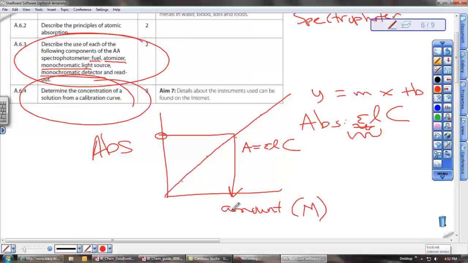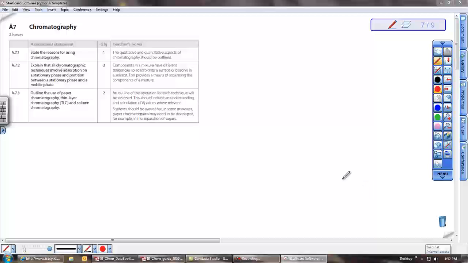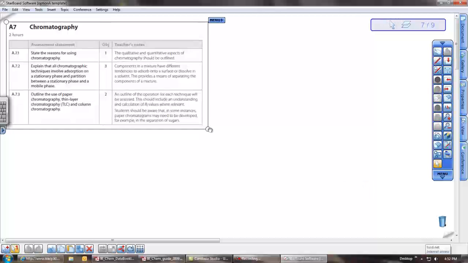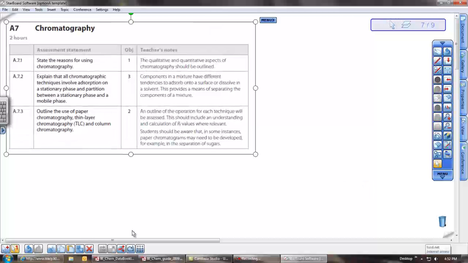Okay. You guys remember Beer's law? Do I need to teach you anything else about that? Okay. You guys are getting burnt out. I understand. I see it. I'm almost done. How many of you have done chromatography in class before?